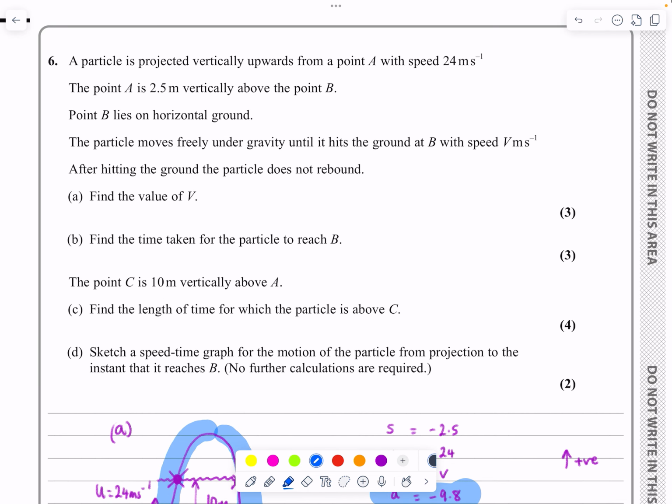Right, so another classic standard kinematics question. Hopefully that makes sense to everybody.